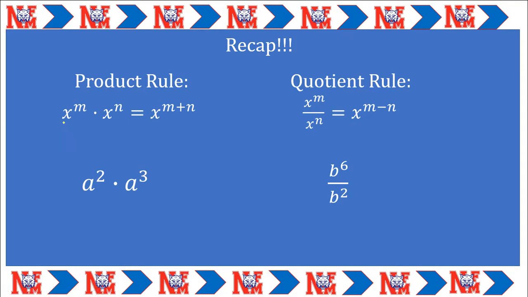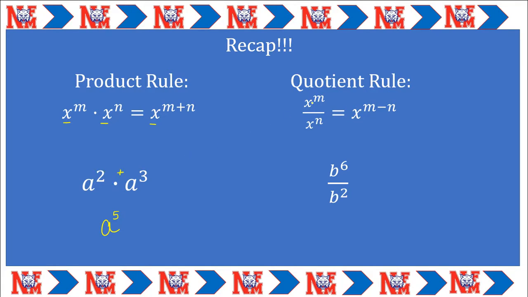Remember, when we are multiplying like bases that are the same, we are simply going to add the exponents to turn it into one factor. So we have two factors of x here, but once we simplify it, we have one factor. Our first example of the product rule was a squared times a to the third. If we write this together into a single factor, we have a to the fifth because we have two a's being multiplied by three more a's. So you just add the exponents.